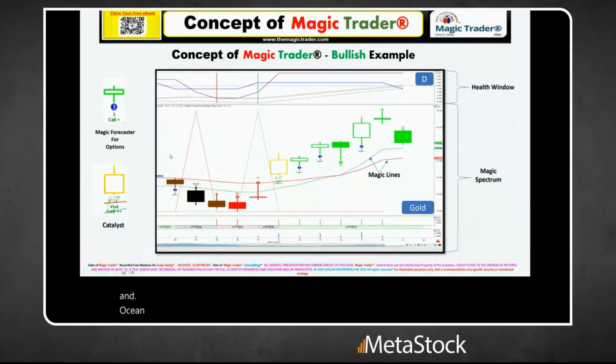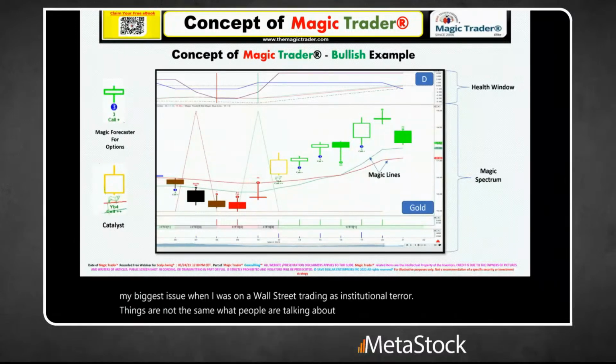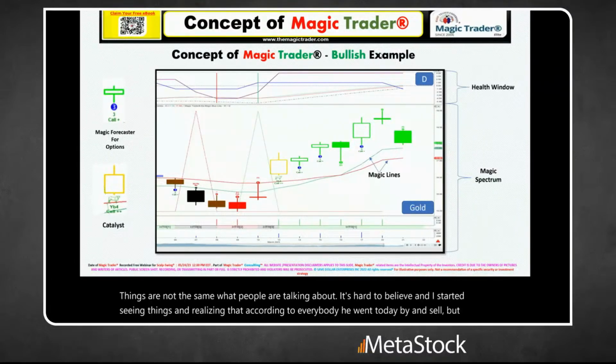All the colored candles are like different colored fishes, and they tell you stories. And this was my biggest issue when I was on Wall Street trading as an institutional trader. Things are not the same as what people are talking about. It's hard to believe. And I started seeing things and realizing that according to everybody, even today, it's buy and sell, but it's not the same.